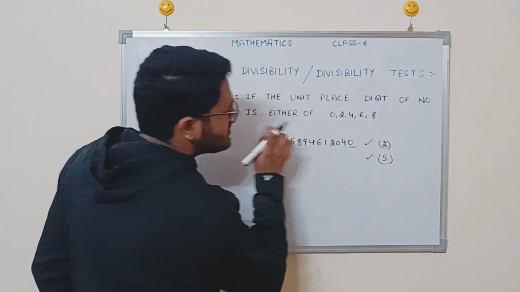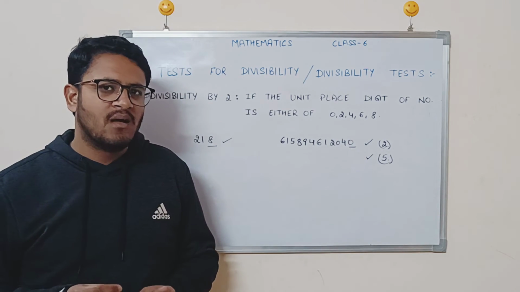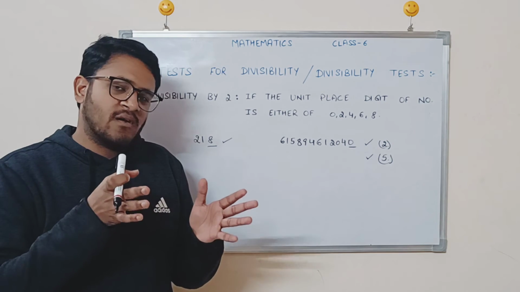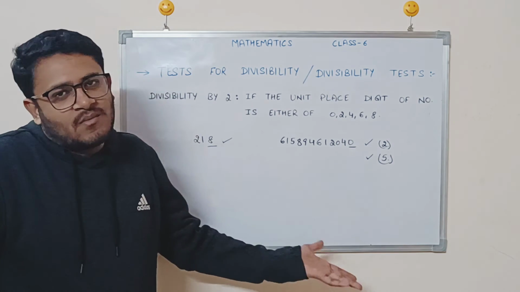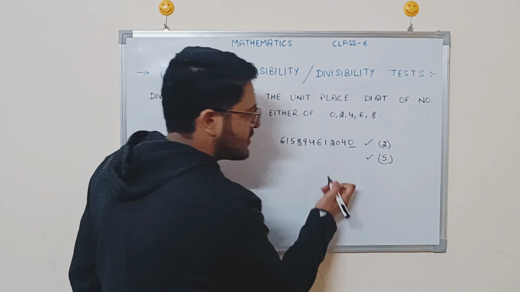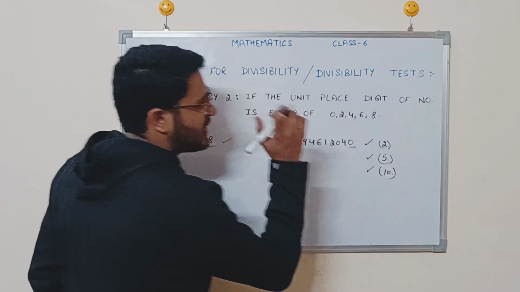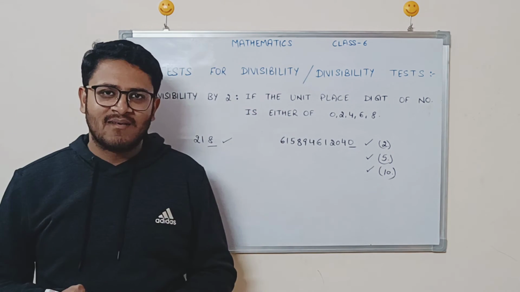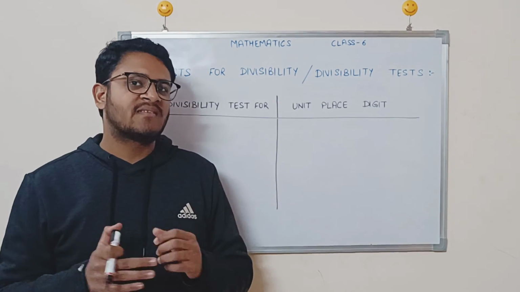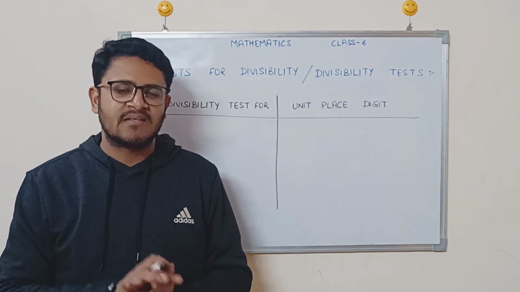Okay, now tell me whether this number is divisible by 10 or not. What is the divisibility test for 10? If the unit place digit of the number is 0, then it is divisible by 10. The unit place digit is what? 0. Okay, so then it is also divisible by 10. Simple, right?